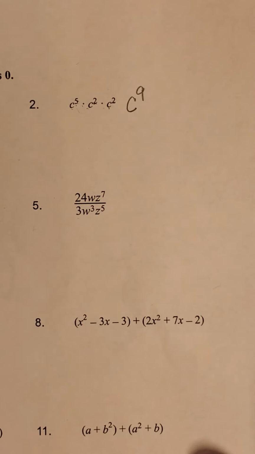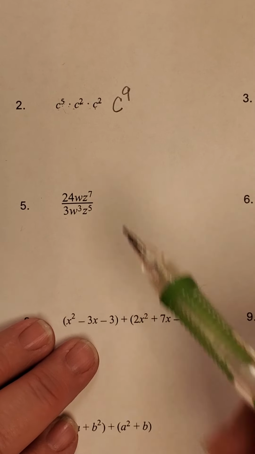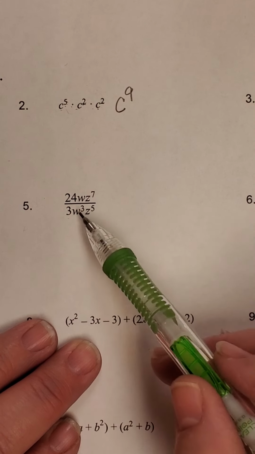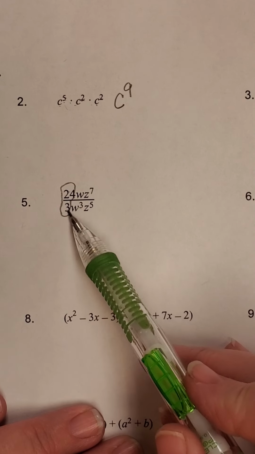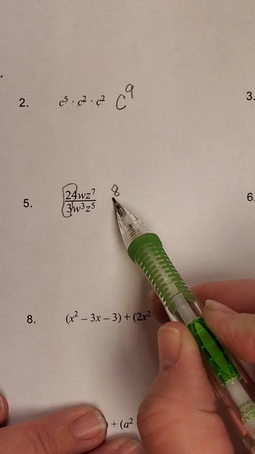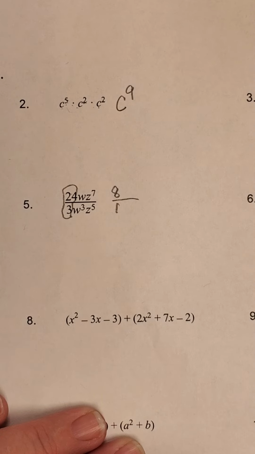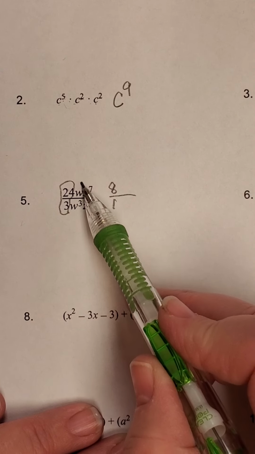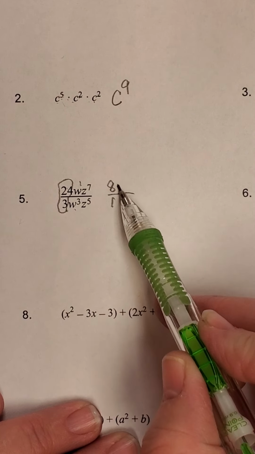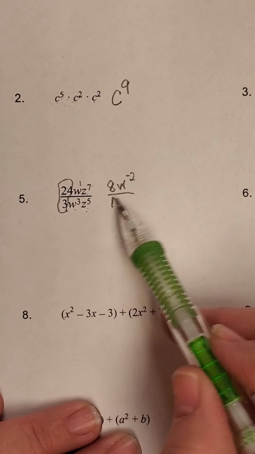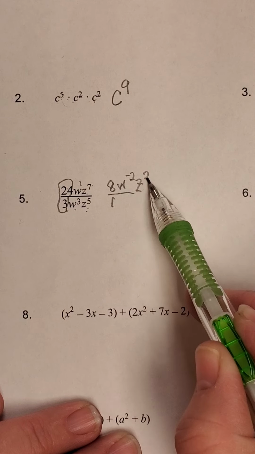Okay? Here, we're dividing, so when you divide, you subtract the exponents. So first thing we do is deal with the numbers out in front. So 24 divided by 3 is 8 over 1, right? And then w to the first minus w to the third gives us w to the negative 2. And z to the 7th, z to the 5th, we subtract those, leaves us with z to the 2nd.